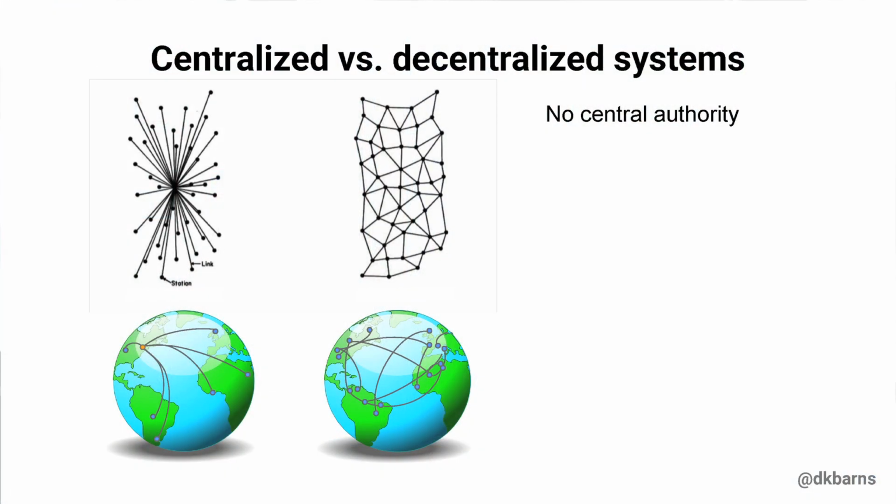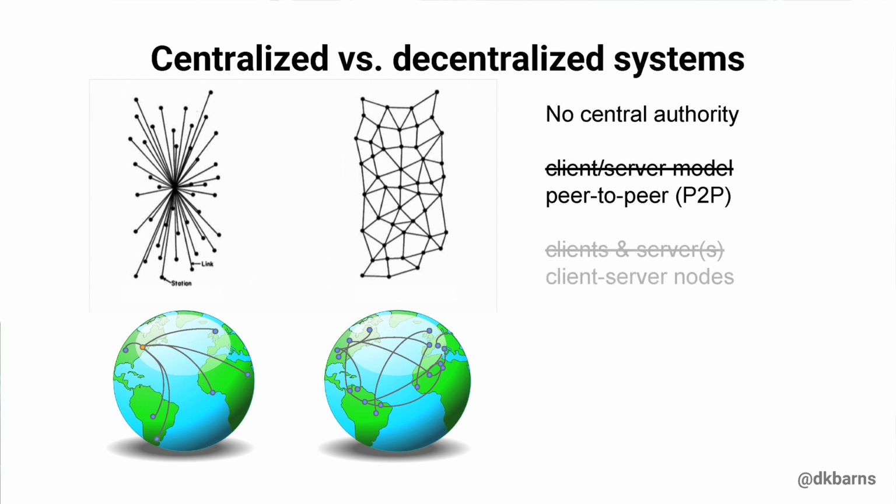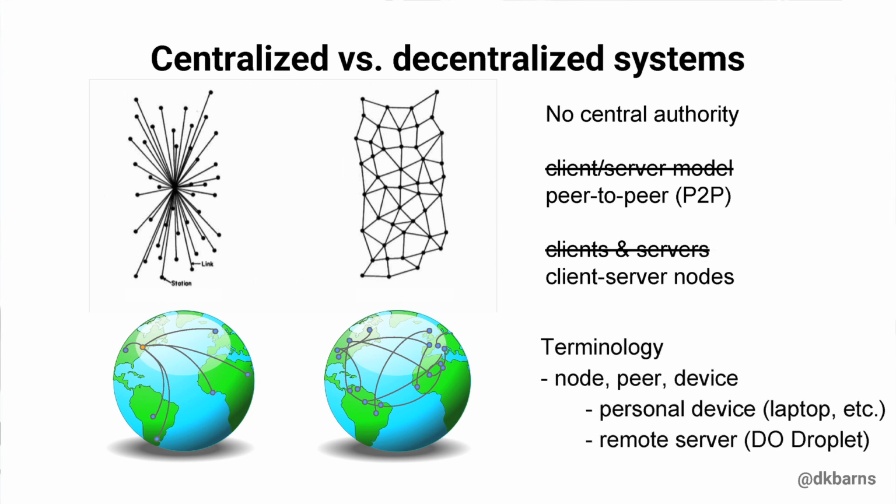So the first thing is these kind of decentralized systems visualized on the right, they don't have any central authority. And when we remove that central authority, we effectively transition from the client-server model to something where we have peers and peers and other peers connecting on a network. And at a more practical level, we no longer are dealing with clients and one or more servers. We're dealing with these client-server nodes that are autonomous. So we'll explore that a little bit more.